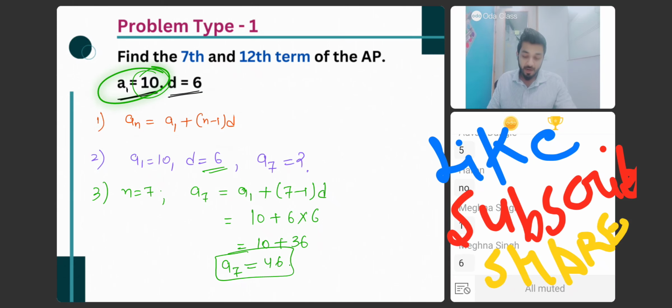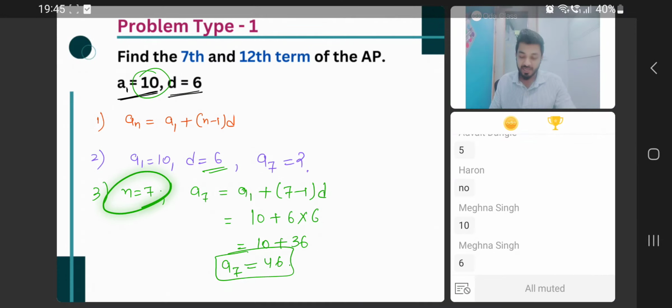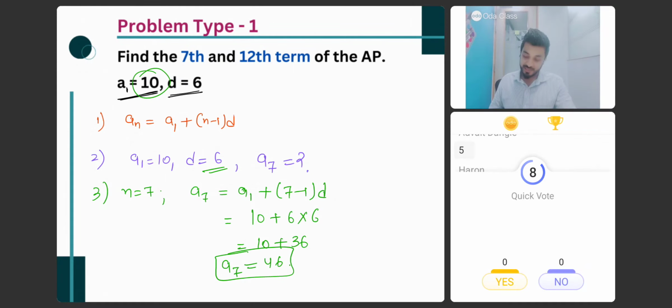अब यहाँ पे A1 already दिया हुआ है 10 and D is already 6, right? So A7 we have to find out, seventh term. That means you have to replace the n value by 7. So in this formula, we replace n by 7, A1 by 10 and D by 6. So A1 is 10, then 7 minus 1, and then D is 6. It's simple, you just have to calculate this. Yes. Now, is that clear how we get this A7, everyone?